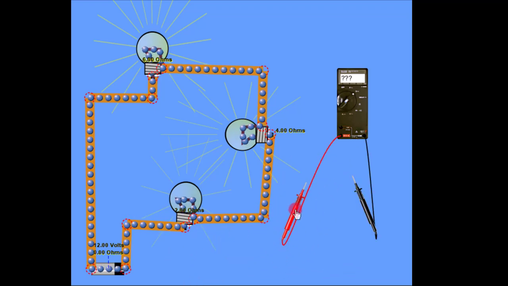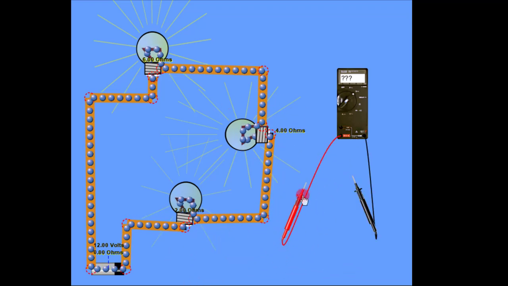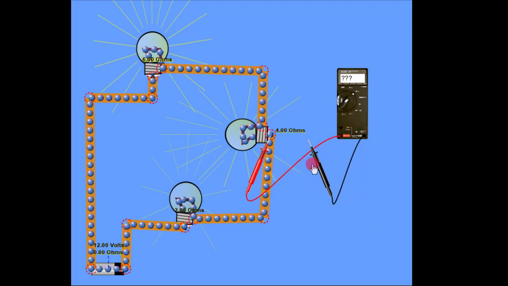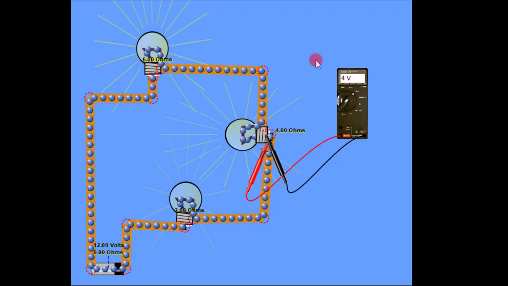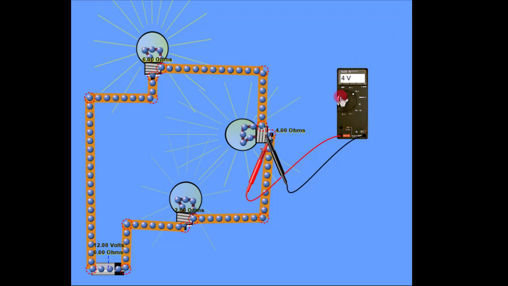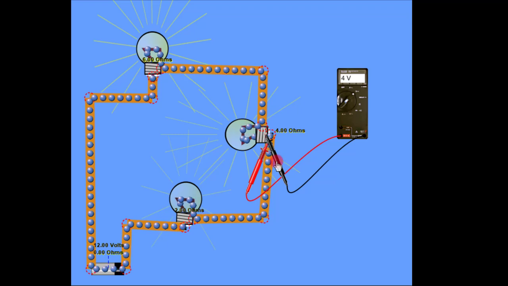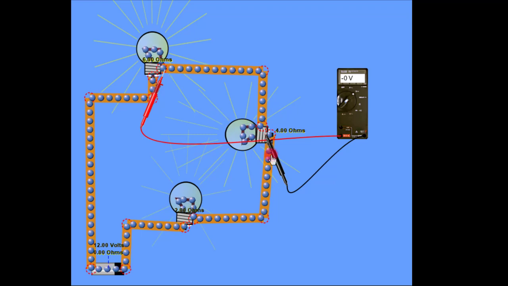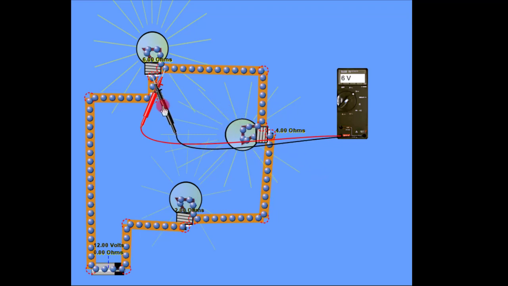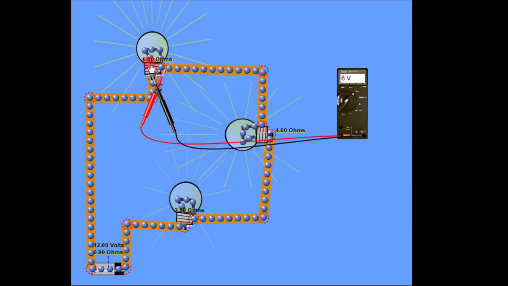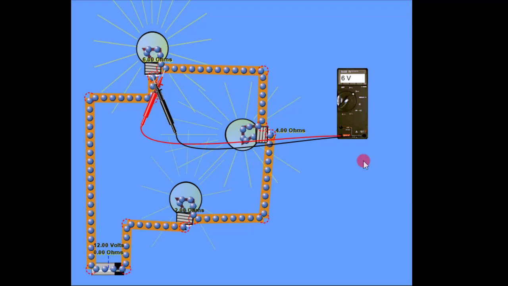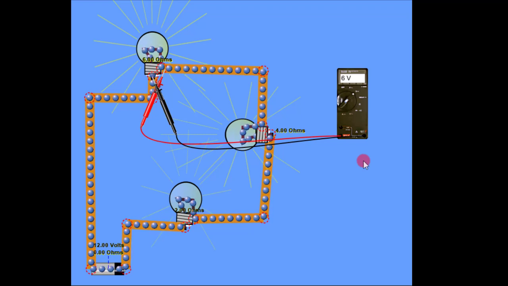So now we're going to go to bulb 2. Put one lead here and one lead here. We should see 4 volts. Let's see what we get. We have 4 volts being dropped. And then finally, we're going to move it up to our third bulb. 6 volts being dropped, because 6 ohms times 1 amp would give us a 6 volt drop. Once again, our math was calculated correctly. We used Ohm's law to determine this.